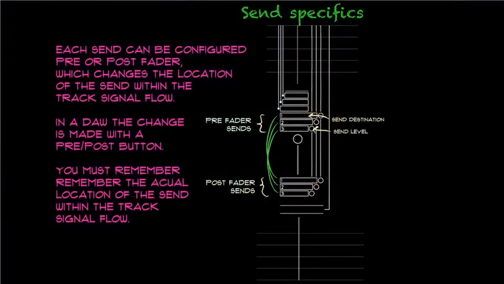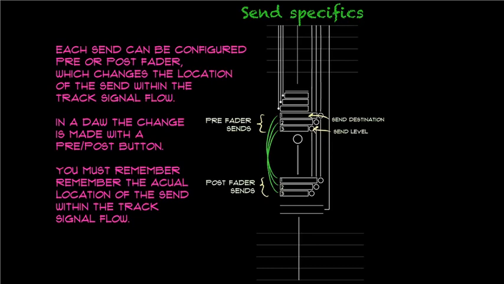They can end up before the fader, which means that the amount going to the send is totally independent and unreliant on the track fader, or the send can be after the track fader, in which case if you reduce the track fader, it's also going to reduce what's going to the send. We call these two different locations pre-fader and post-fader sends, and they have two very different uses.